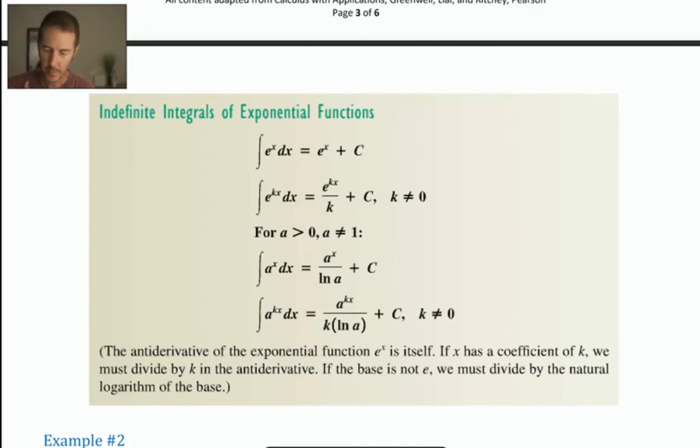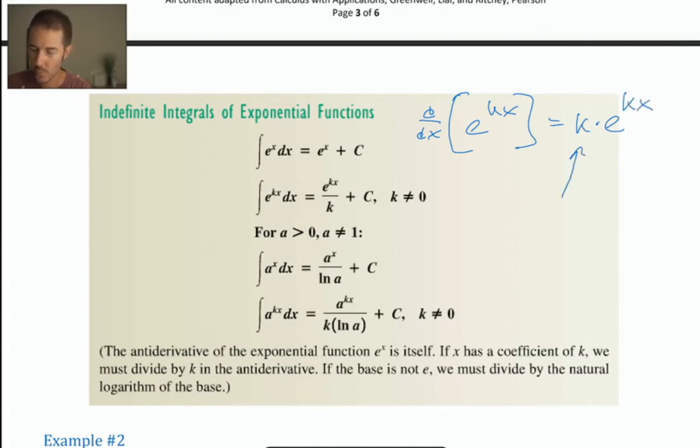Now the derivative of e to the kx was equal to k times e to the kx. And this k came from the chain rule. We've multiplied by the derivative of the exponent. So, just as a little reminder of that relationship.